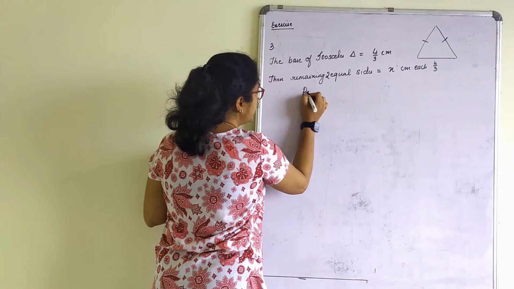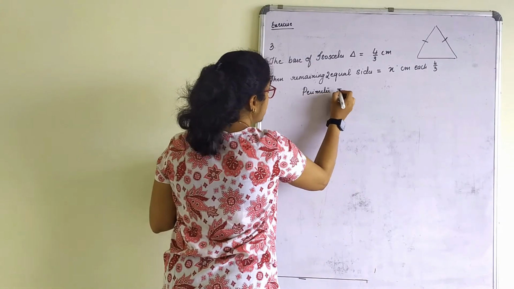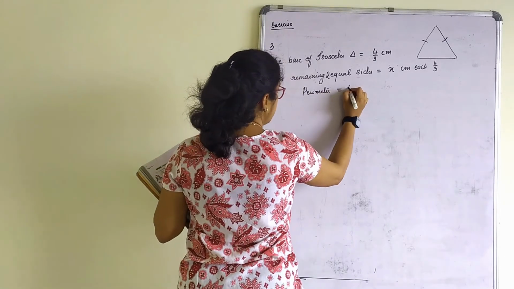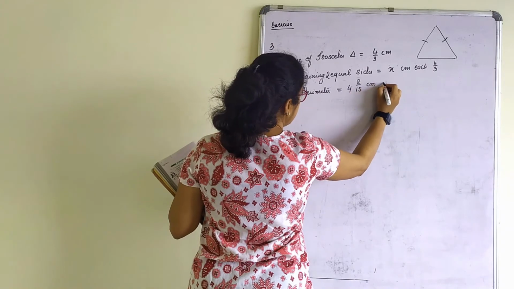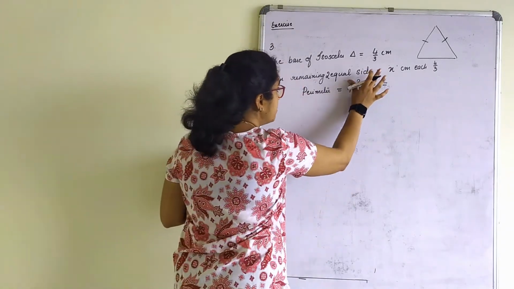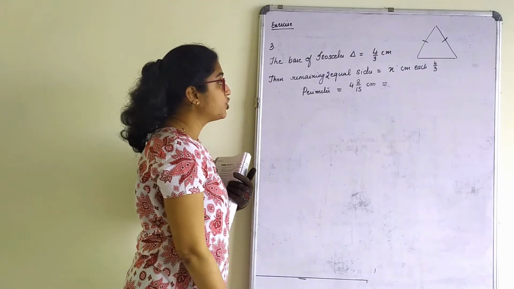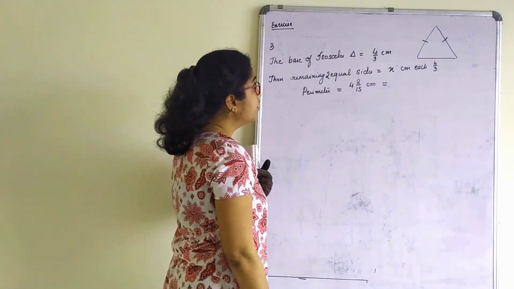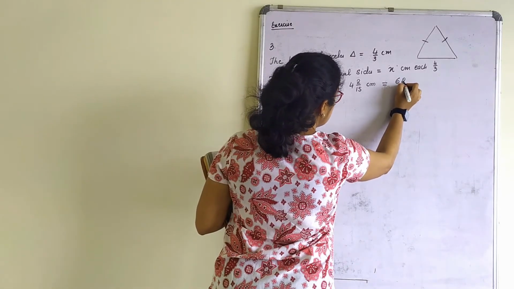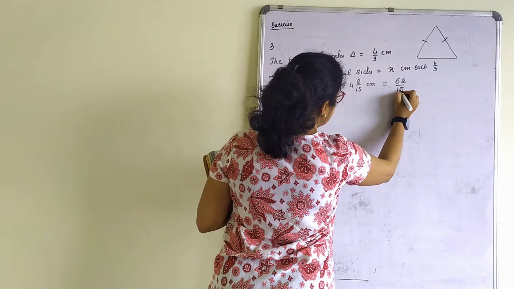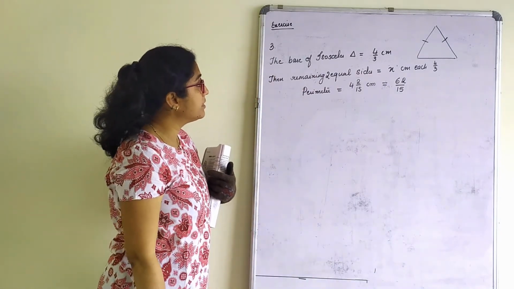Perimeter is given as 2 by 15 centimeter. Let us convert this in terms of improper fraction. 15 4s are 60. 60 plus 2 is 62 by 15 centimeter. Okay. So let's proceed further.